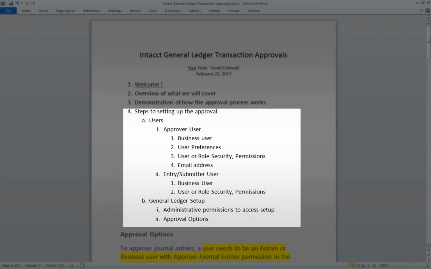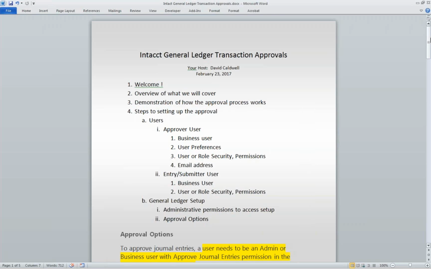So we're going to talk a lot about that, from the users to the submitter to the overall general ledger setup, in terms of how those controls will allow this system to work in the manner that you would want it to work. We're going to walk through that, and I also want to do a demonstration of how the approval process works. Once it's set up, how does it manifest itself? What does it look like? What is it that you can expect out of the system as you're using it? I want to cover those as well and show you how that works.